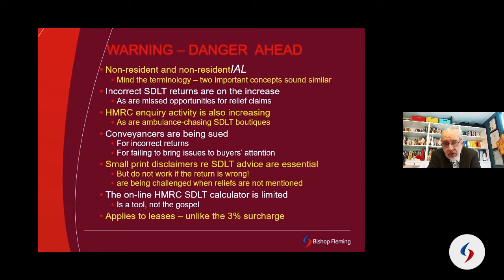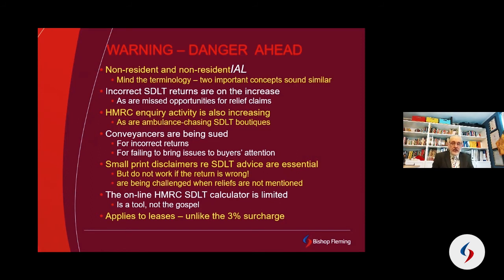I'd also warn you, the online HMRC SDLT calculator is very limited in its usefulness. It's very good for routine cases, but since we've had these complexities in stamp duty, it really is of very limited use. It's just a tool, it's not the gospel. Putting your figures in the calculator will not get you off the hook if the answer is wrong, because it does not take into account all the complexities and the opportunities that are around.